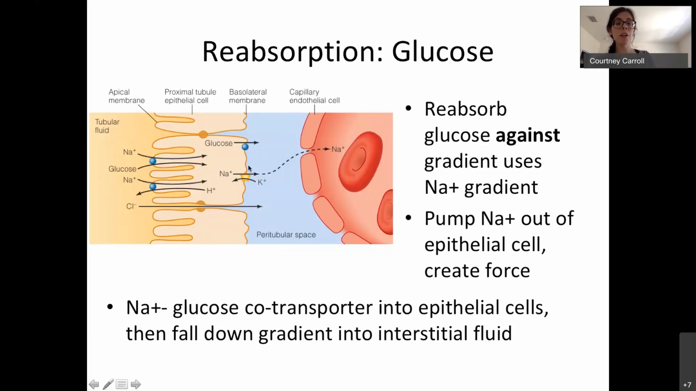So we're going to pump sodium out of our epithelial cells to create that force. And then the sodium glucose cotransporter will be in the epithelial tissues, and that is going to allow glucose to come down its gradient, or sodium rather, to come down its gradient into the interstitial fluid. Okay, so we use the gradient provided by sodium to move glucose. Again, in a healthy individual, 100% of that glucose is going to be reabsorbed. You're not going to see any in the ending urine.